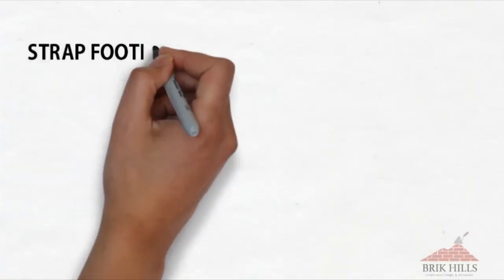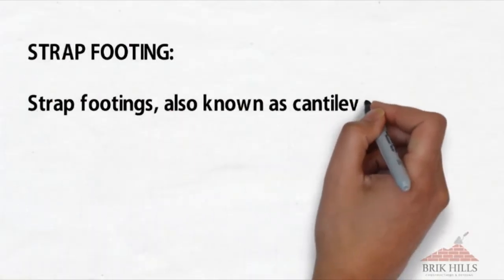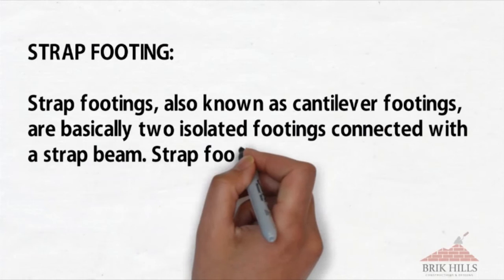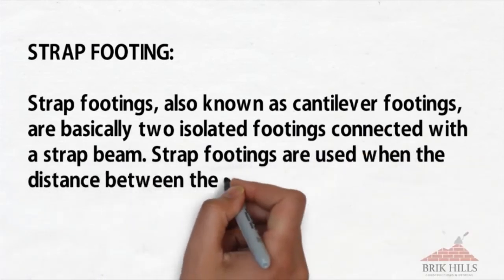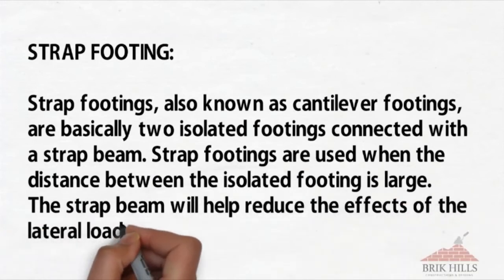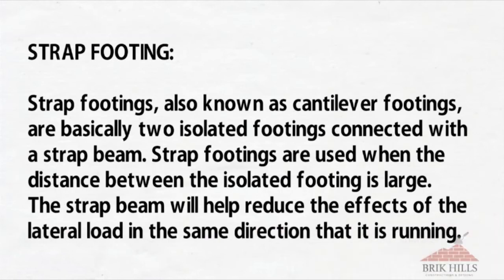The next one is strap footing. Strap footing is also known as cantilever footing. It is basically two isolated footings connected with a strap beam. These strap beams are used when the distance between the isolated footings is large. If the distance between these two isolated footings is smaller, we can go to the combined footing. If the distance is large, we can use this type of strap footing. This strap beam will reduce the effects of lateral forces in the same direction that it is running.